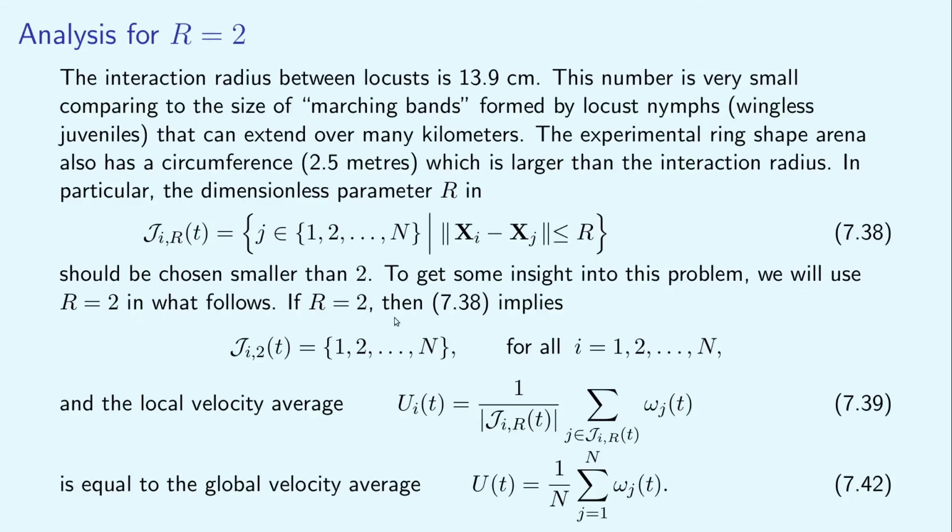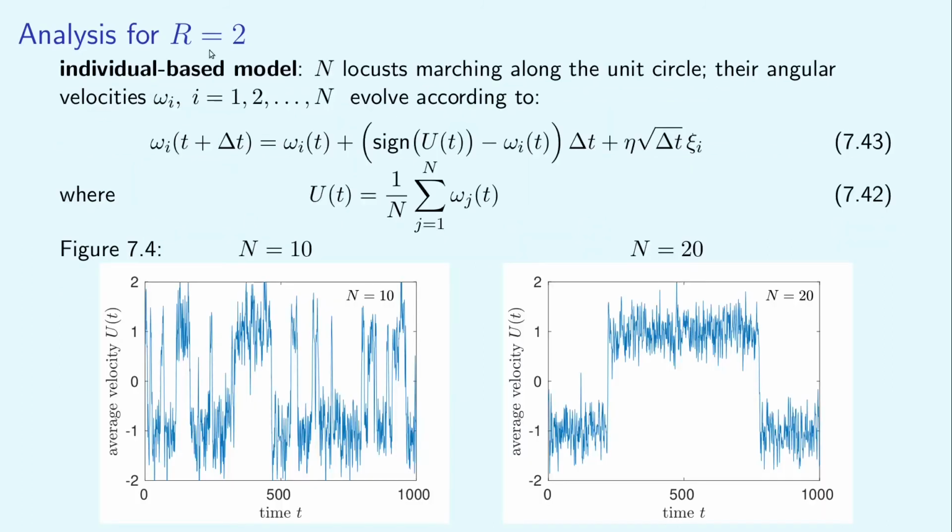If r is equal to, then the neighborhood of each locust contains all other locusts, and the local velocity average is equal to the global velocity average. Substituting r is equal to, the stochastic differential equation for the angular velocity of the ith locust is given as follows.